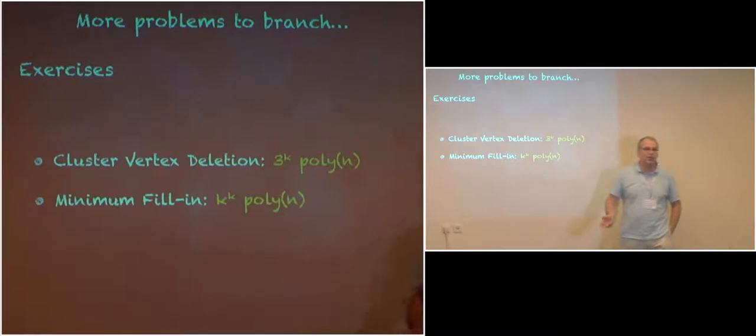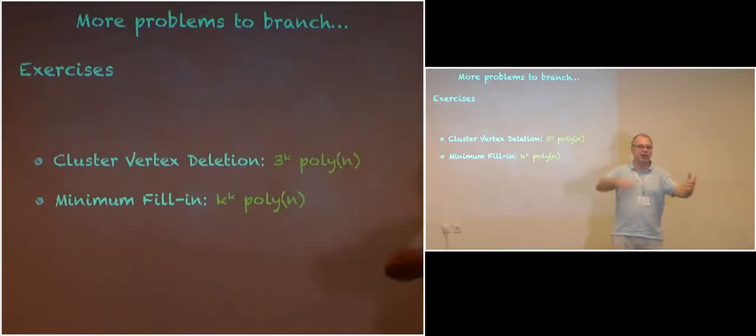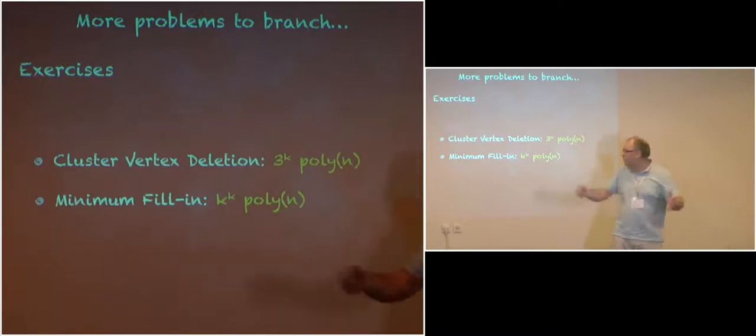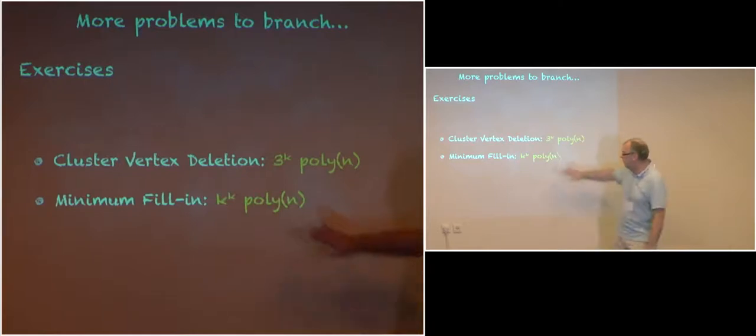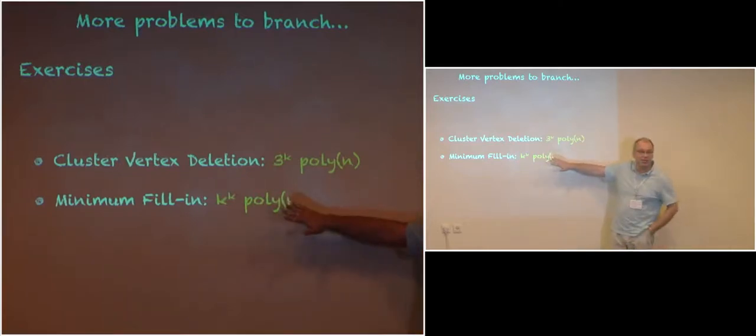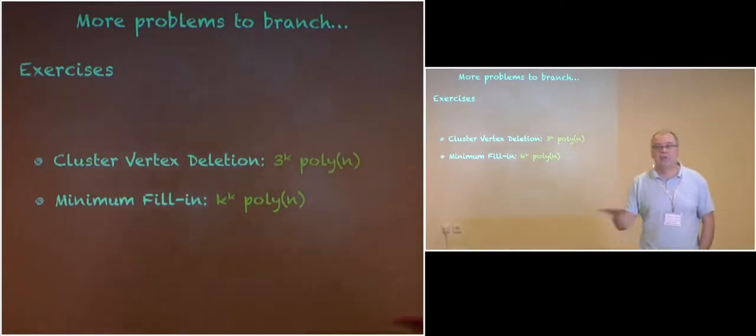This is the minimum fill-in problem. I have a graph, and I want to add at most k edges to my graph such that it becomes chordal. Chordal means that if I take any cycle of length more than 3, this cycle should contain a chord. So there's no induced cycle of length more than 3, in other words. This is another interesting problem, and how to do a branching algorithm for it is also a nice exercise. Any questions about branching so far?